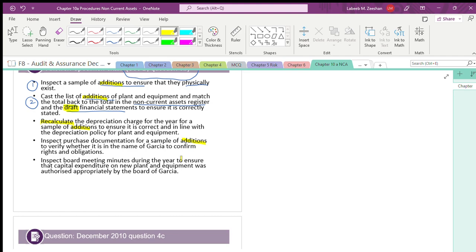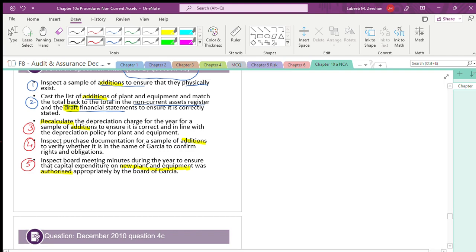We are inspecting board of director meetings to ensure that the capital expenditure on new plant and equipment was authorized. They are asking for any two. How many have they mentioned? They have mentioned 5. Which are the simplest ones?